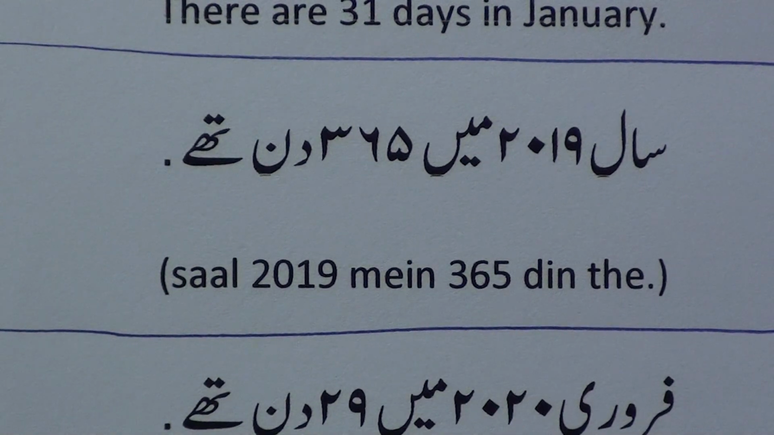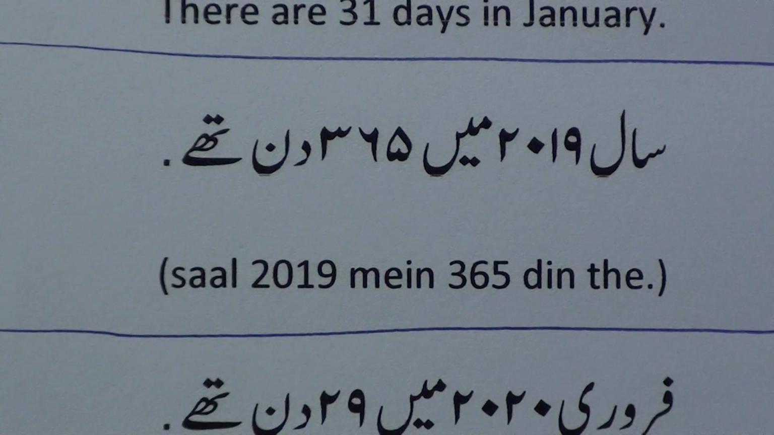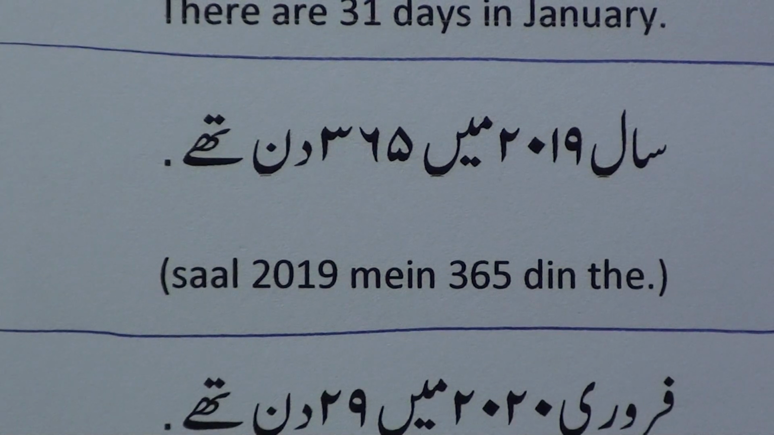साल 2019 में 365 दिन थे। 2019 means 2019. 365, 365. साल 2019 में 365 दिन थे। There were 365 days in year 2019, in the year 2019.